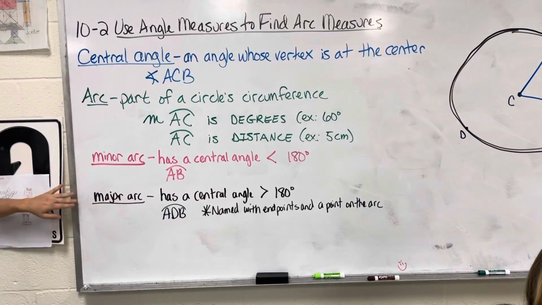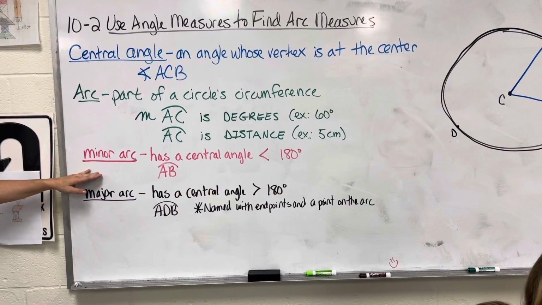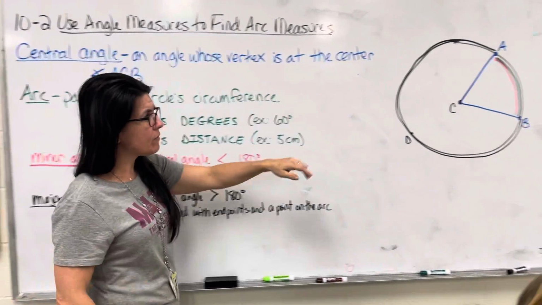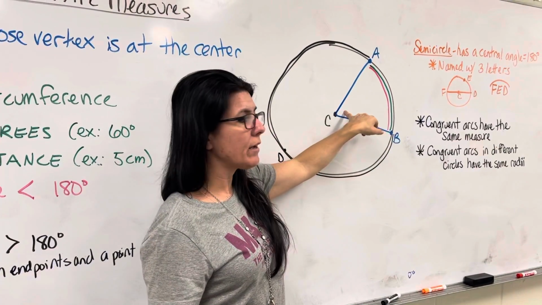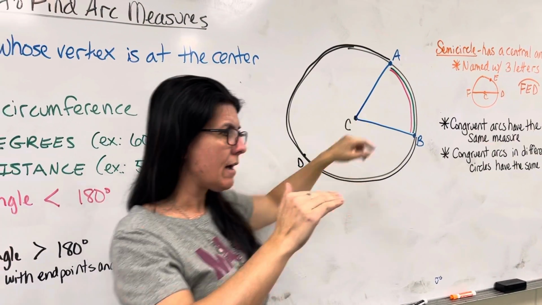There are minor arcs, major arcs, and semicircles. Minor arcs have a central angle of less than 180, and they're notated with just the endpoints. So a good example of this one is from A to B. That's a minor arc because this central angle is less than 180. Remember, 180 is the diameter. It's also a straight line.